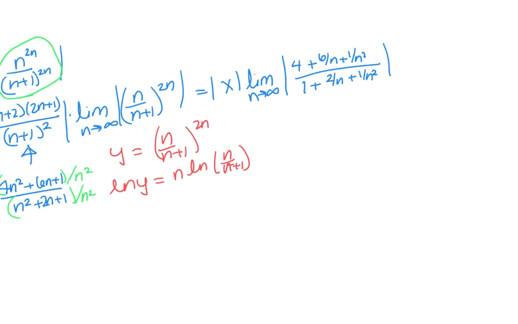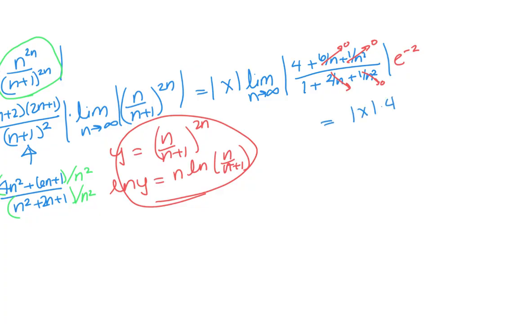And then when I do my usual, doing the limit of this thing, I'm going to get e raised to the negative 2. And as n runs to infinity on this grouping, I'm going to have all of those go to 0. So when I get done, I'm going to get the absolute value of x multiplied by 4 multiplied by e raised to the negative 2. So I'm going to have 4x over e squared is less than 1, which is greater than negative 1.